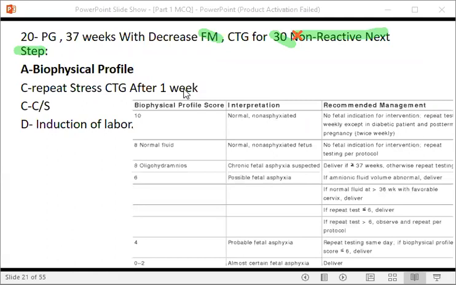In 2, I would wait for 40 to 70 minutes, and I would support the patient with good hydration and oxygen on her left lateral side to see if there is any abnormality. If it is reactive, I would do what I'm going to do now. The main complaint is decreased fetal movement, and we put her on CTG and found it reactive, for example. So what should I do? Biophysical profile, repeat stress CTG after 1 week, CS or induction of labor.